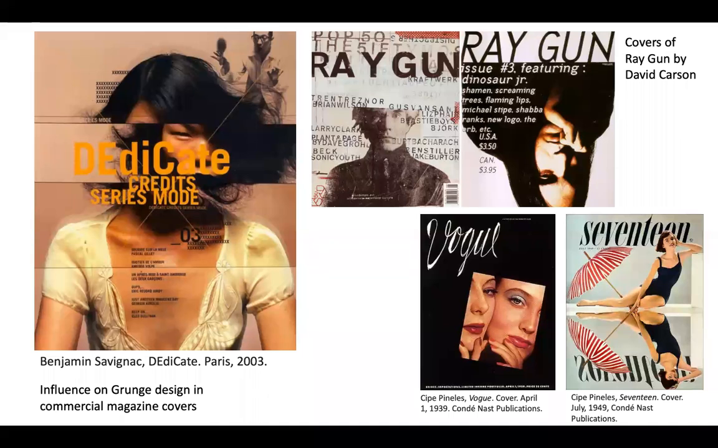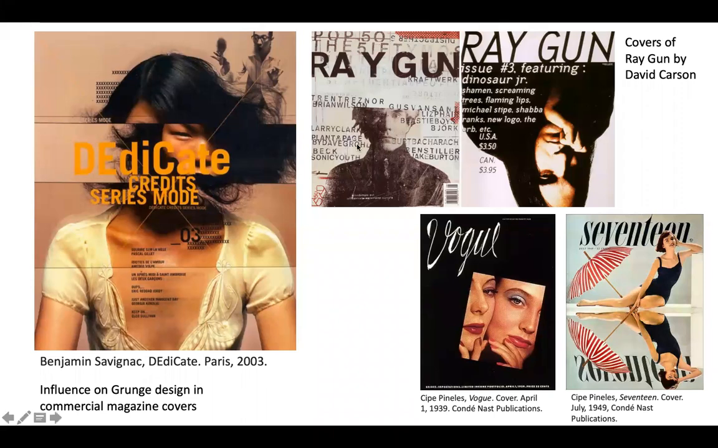Magazine covers is another area where, in some, some continue to be very playful, but not nearly to this extreme. But there is one in France called Dedicate, and this particular cover, it's very original. It created, if not an uproar, at least a reaction. It's clearly inspired, at least in terms of attitude, by Carson's Ray Gun, right?